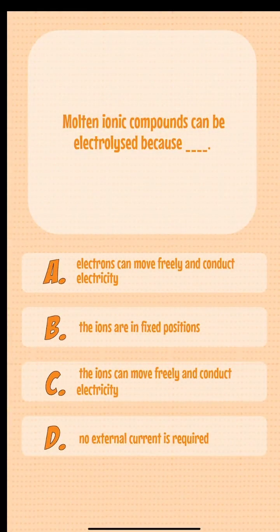Molten ionic compounds can be electrolyzed because... so this is what I just said. Everyone just quickly vote what you think the answer is. Why can they conduct electricity? Don't make the common mistake that I said. Good, you guys are learning from what I just taught you. Remember, it's not because electrons are free to move. Not for ionic compounds anyway.